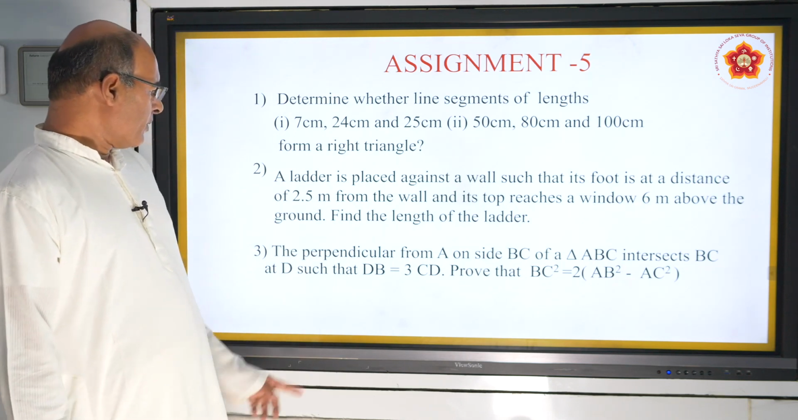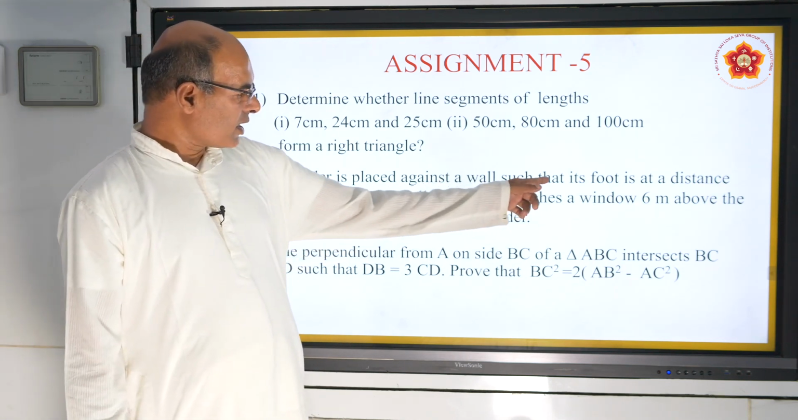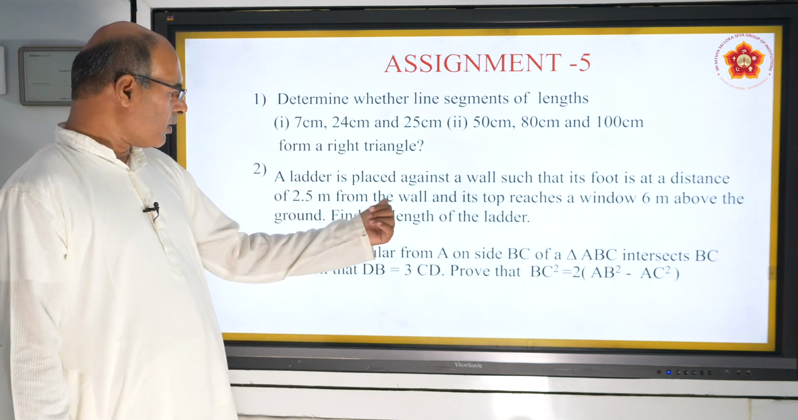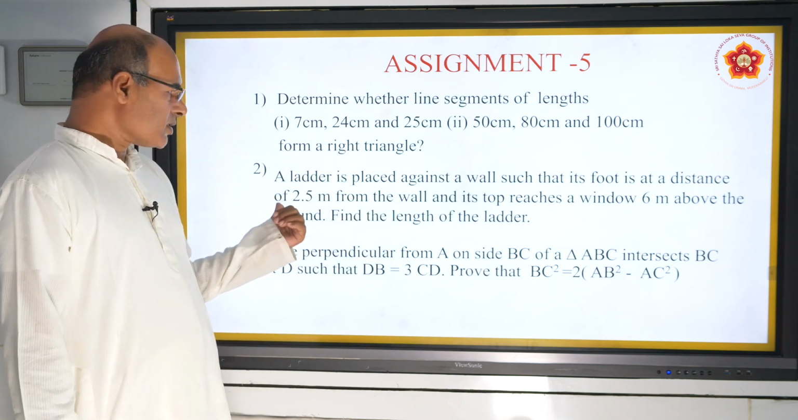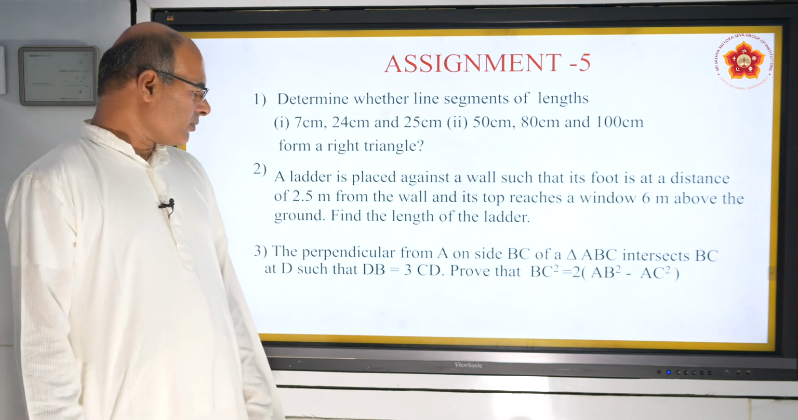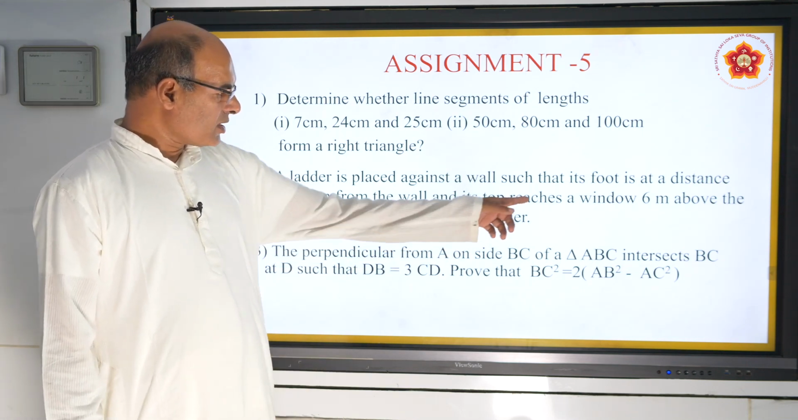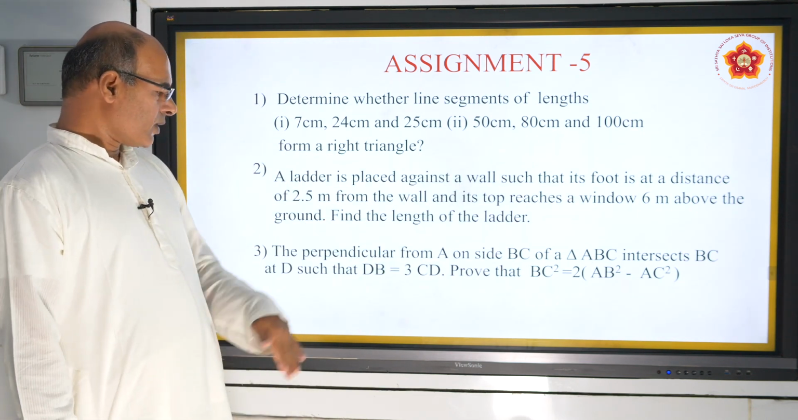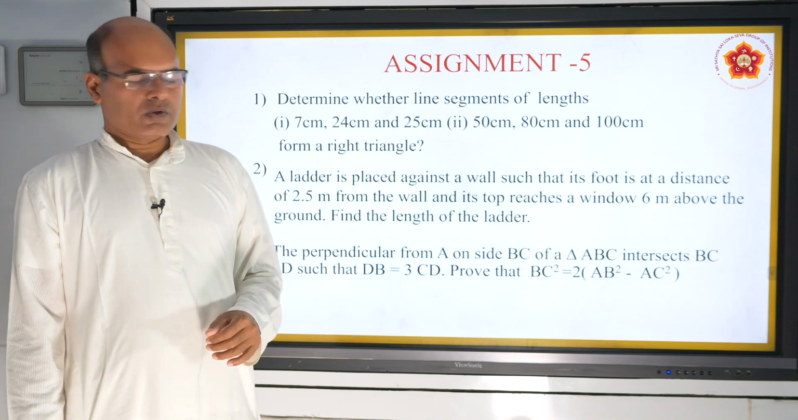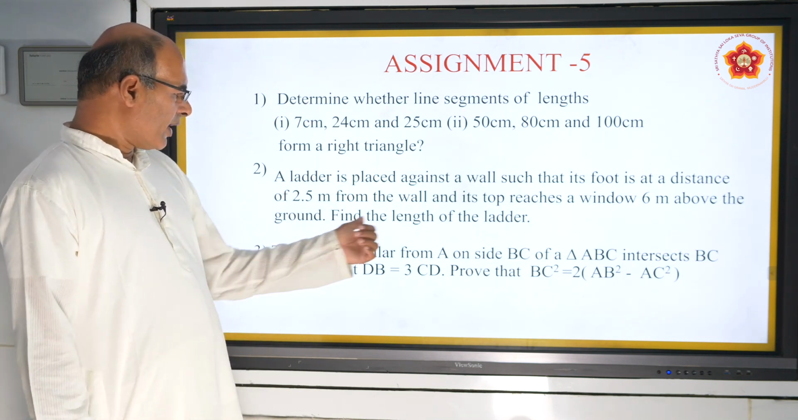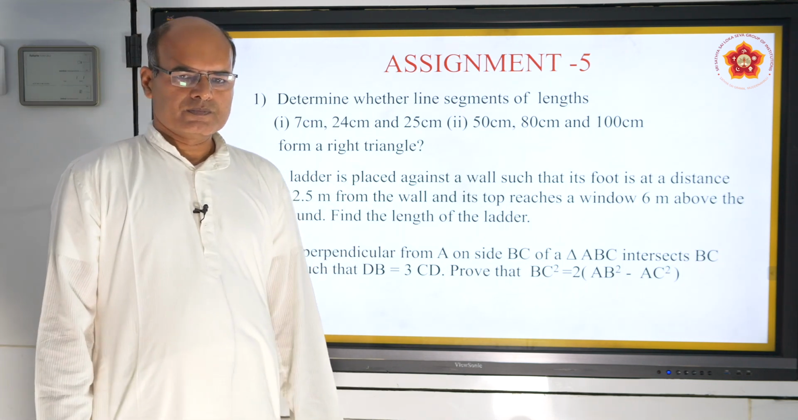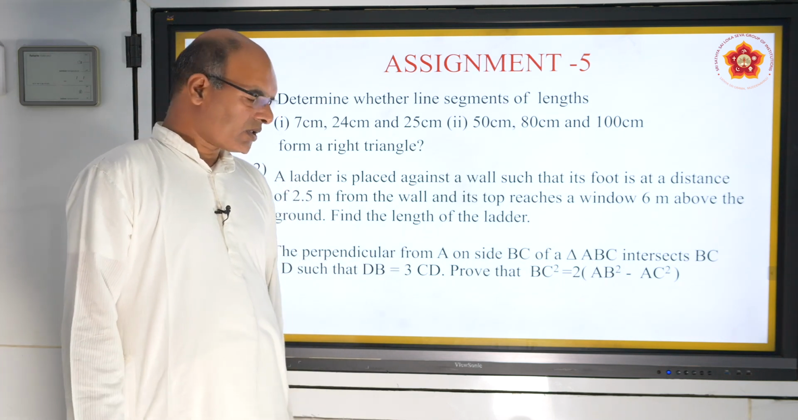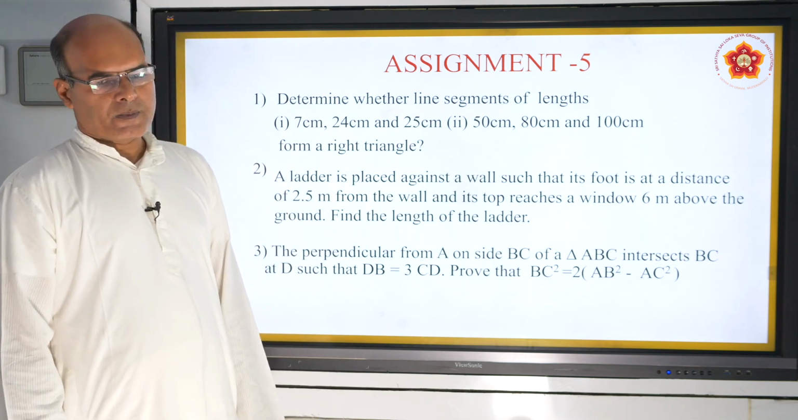The second question: a ladder is placed against a wall such that its foot is at a distance of 2.5 meter from the wall, and its top reaches a window 6 meter above the ground. The height of the wall till the window is 6 meter. Find the length of the ladder. So very simple. Using Pythagoras theorem you can calculate very easily.